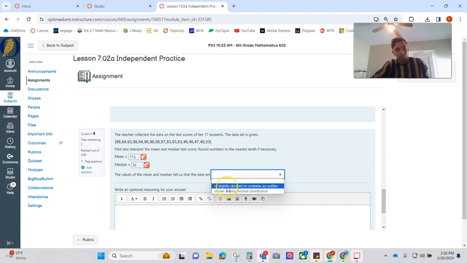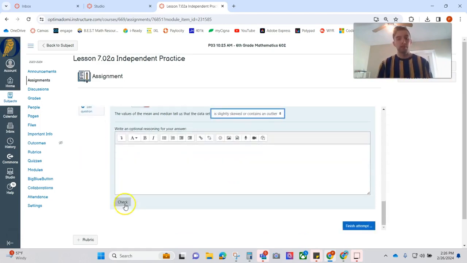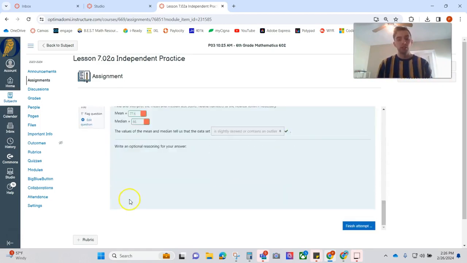Since the mean and the median are really different, I think that tells me my data is slightly skewed. The mean is supposed to be the measure of center. It's supposed to be in the middle. But right now, the mean is lower than almost all these numbers. It's not even close to being in the middle of these numbers. So that tells me my data is slightly skewed.